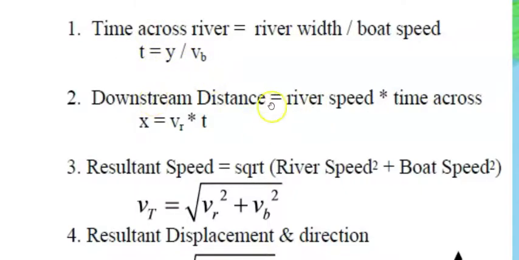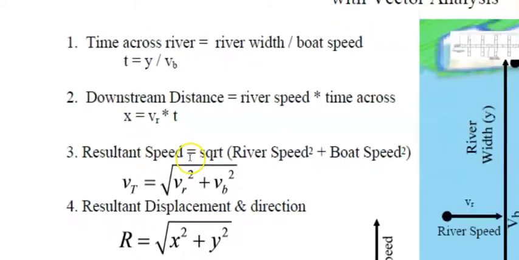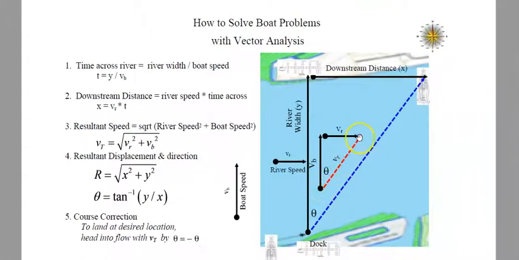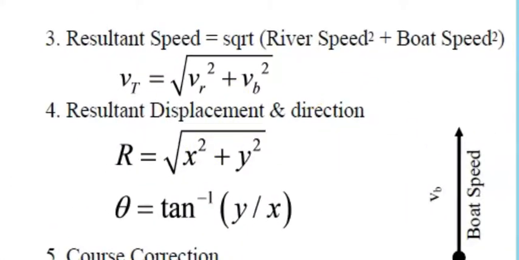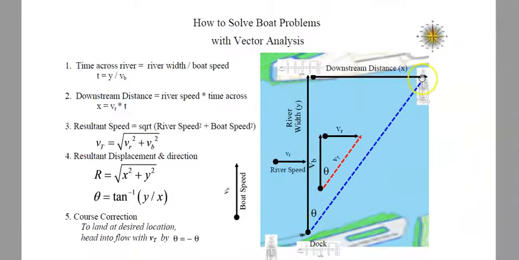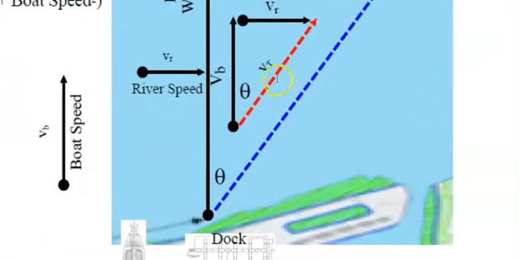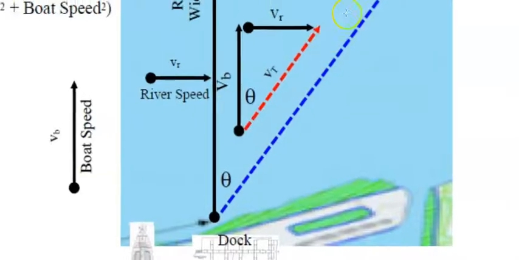Next, we want to find out how far downstream did the boat actually drift. The third question will be, what is the resultant speed of the boat? That's this red dashed resultant here, which is the combined boat speed and river speed. And we want to know what the resultant displacement and direction is, which is the blue dashed line. Here's a quick hint. You'll realize that the blue vector and the red vector are parallel to each other. That's because the resultant velocity is in the same direction as its displacement.